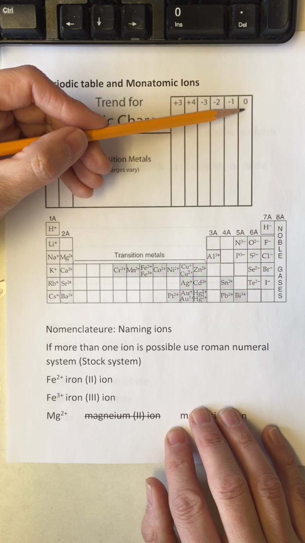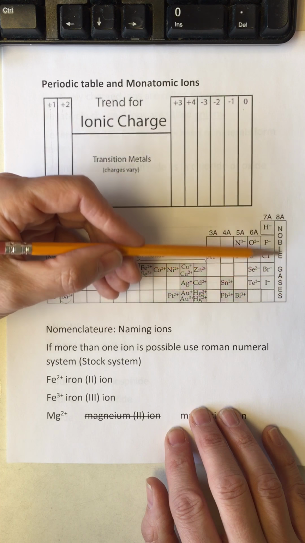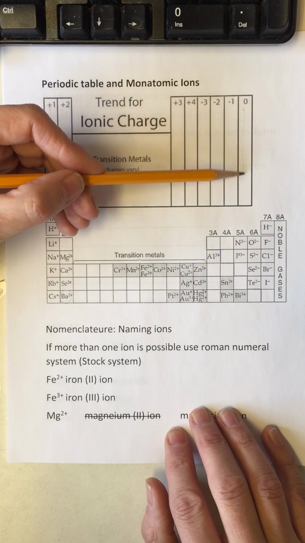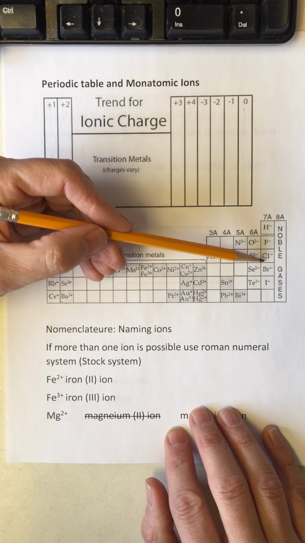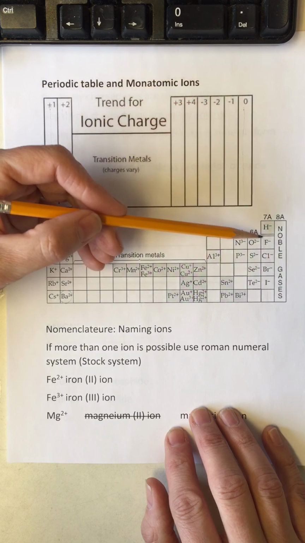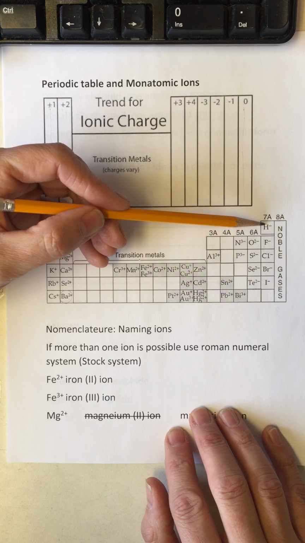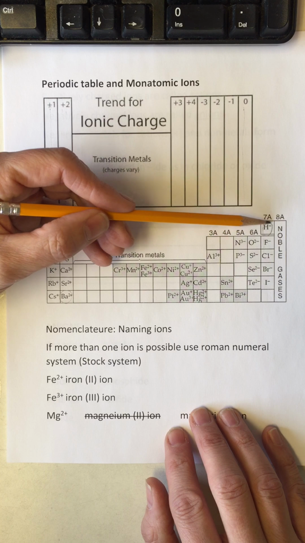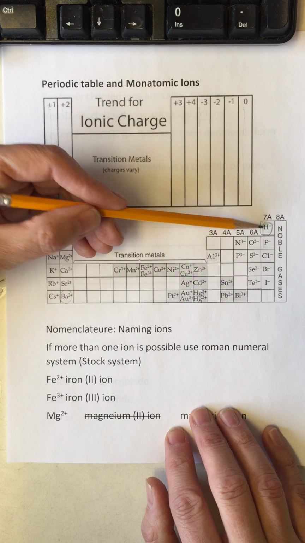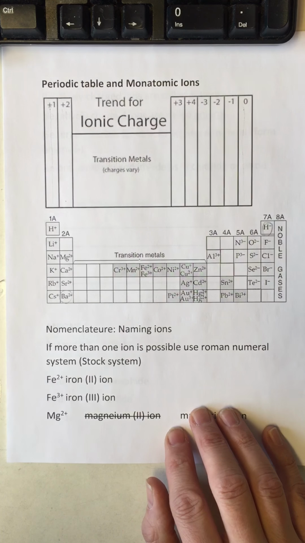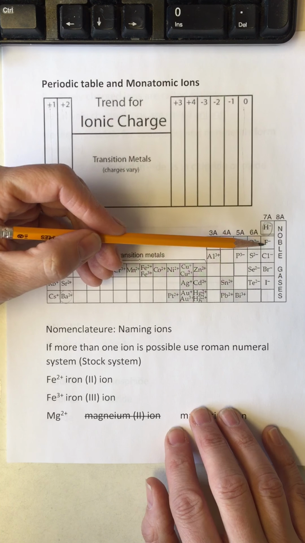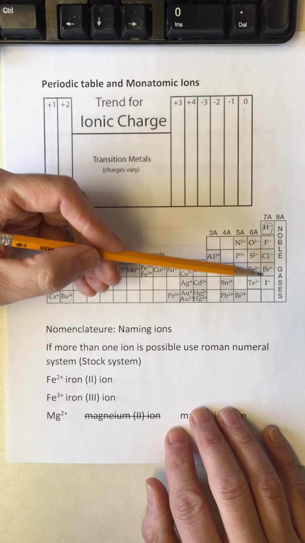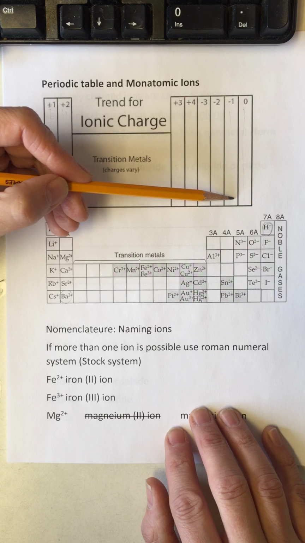Coming over here, the noble gases. Noble gases don't tend to form ions, so they tend to have a charge of 0. They're neutral. Elements in this column 7A, that's right here, they have a tendency to be negative 1. Notice hydrogen sometimes is negative 1, sometimes is positive 1. That can happen. That's called a hydride ion right there. But F minus, Cl minus, Br minus, I minus, so negative 1.